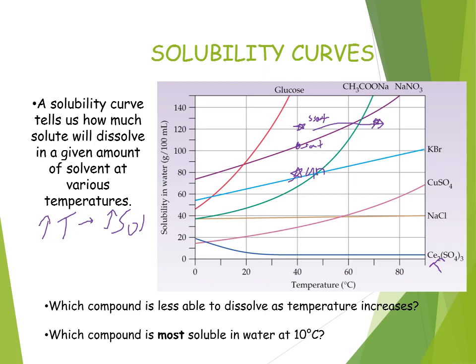And which compound is most soluble at 10 degrees Celsius? Well, here's 10 degrees. Here's my top line. Still that purple line, sodium nitrate. Whereas if we looked at which substance is most soluble at 30 degrees Celsius, well, that would be our glucose, that red line. Okay.